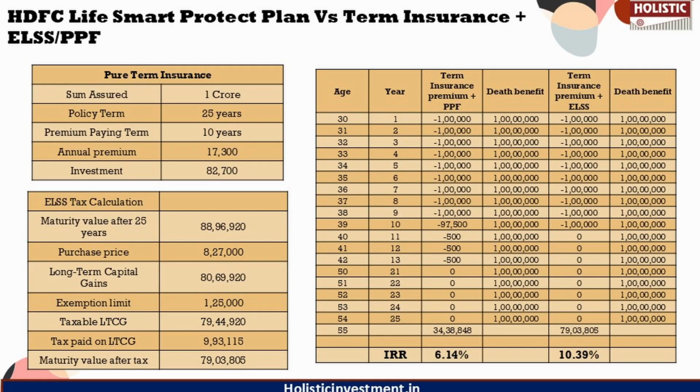And if you take a look at the IRR for the pure term plus ELSS combination, it is 10.39%, which is calculated on the post-tax return. So this will help you in achieving the goals, as the return is much higher than the inflation rate.